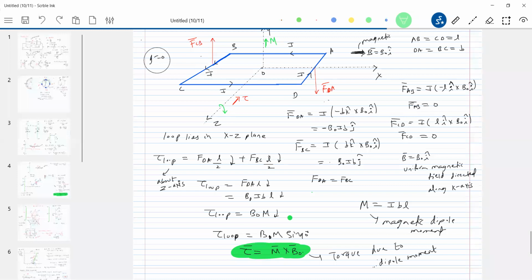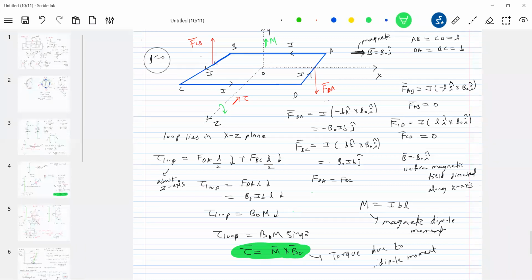Okay, fine. So you write it here, already we have written, no? About the z axis, the torque is set up. Okay, any doubts related to this, you can clarify.